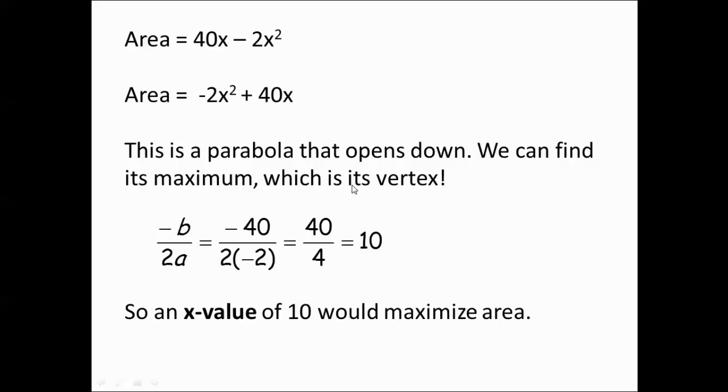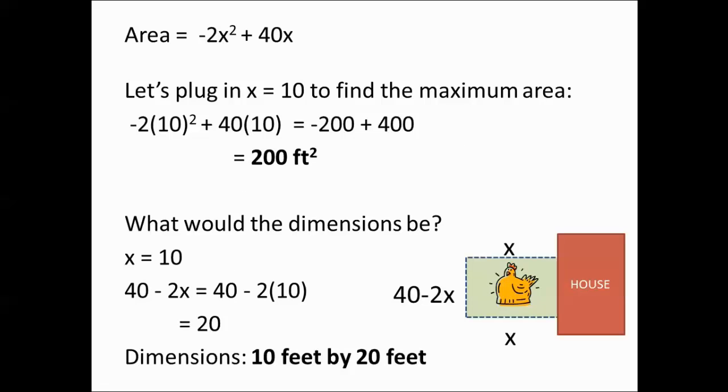And we have a nice shortcut to find the x value of the vertex. That's that negative b over 2a piece that we investigated. So if our vertex is at negative b over 2a, that x value would be negative 40 over 2 times negative 2, which gives us an x value of 10. So we're not done yet because that's not the area. That's just the x value. What does that even mean? An x value of 10 would maximize area. Well, remember what x stood for. x was one of the sides of our fencing, the area that we've enclosed by our fence. So when that value is 10, that's what maximizes the area.